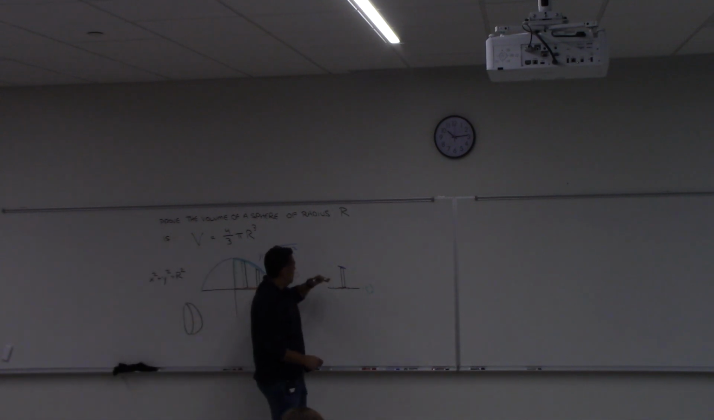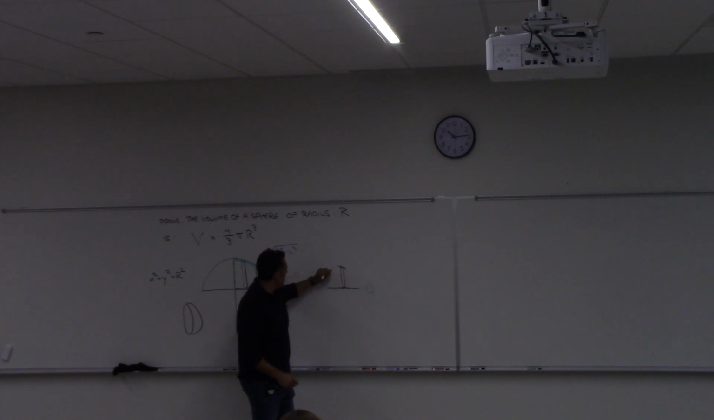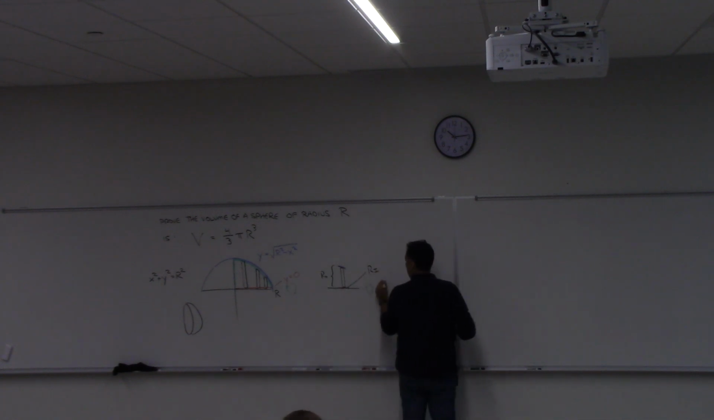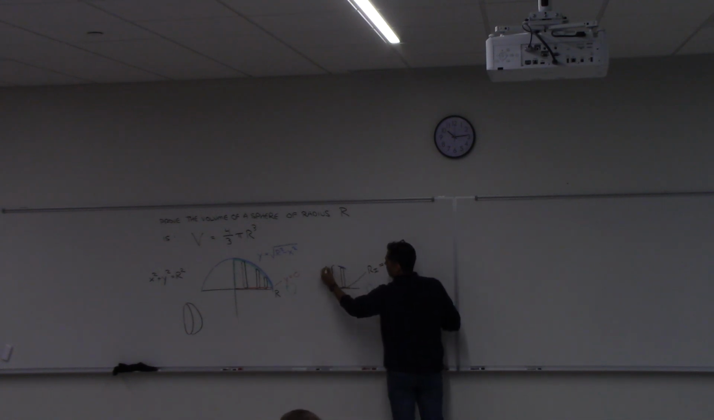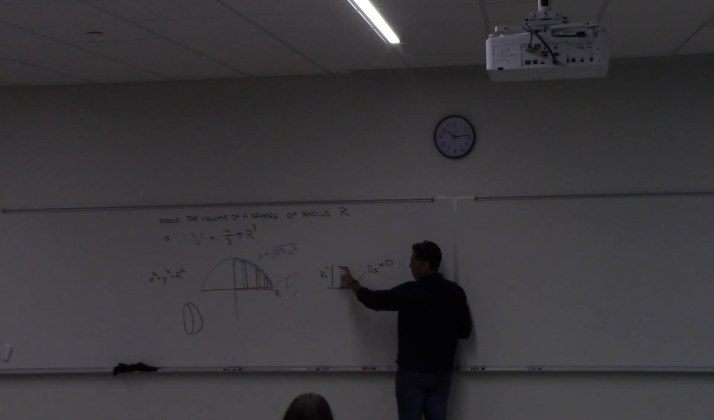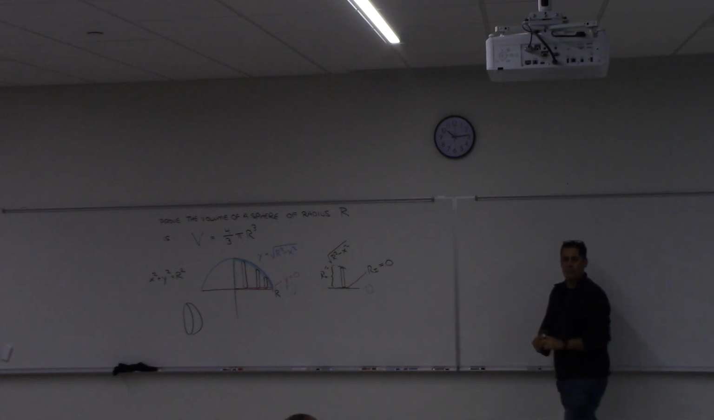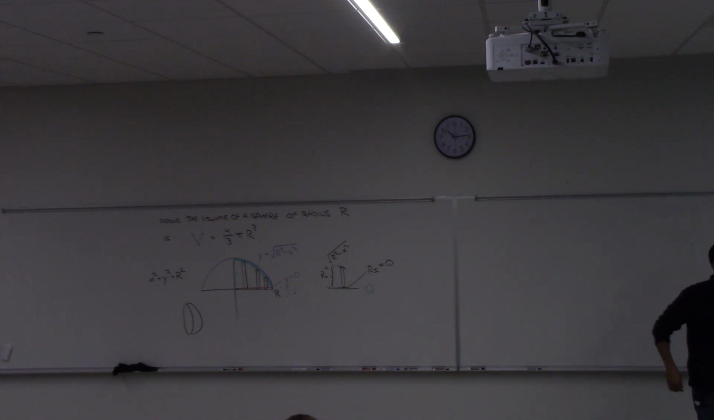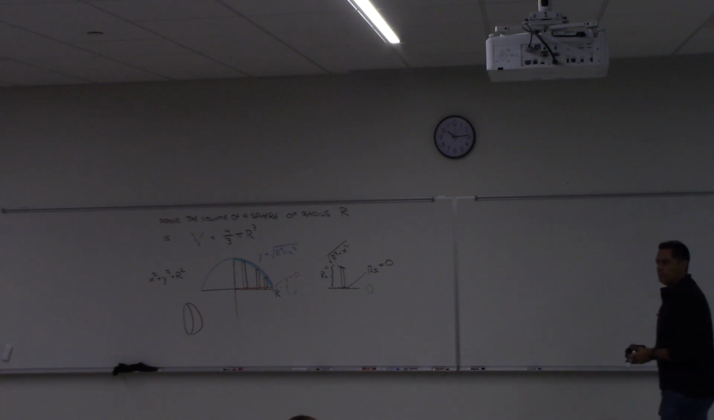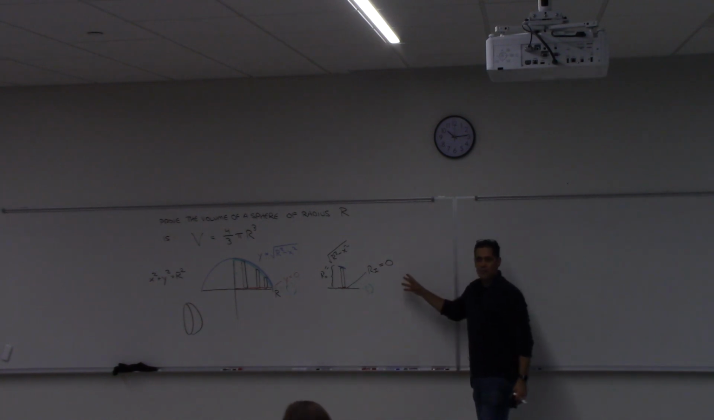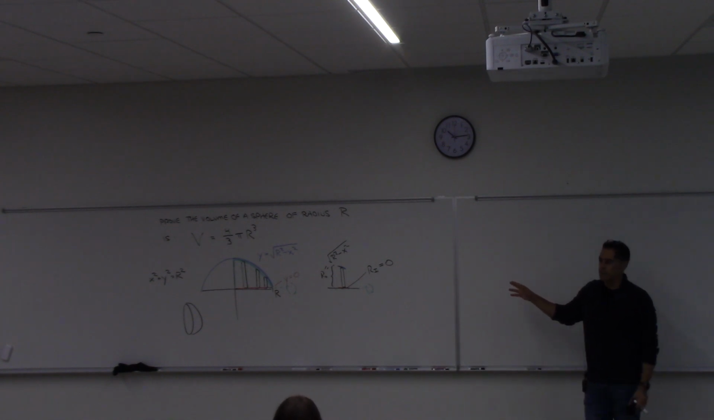R out is the distance from the axis of rotation to the outer edge. That's R out. And R in is from the axis of rotation to the inner edge. What's that going to be for us? 0. The inner radius is going to be 0. But what's R out? It's just that, isn't it? Square root of capital R squared minus x squared, right? It's just that blue curve, which is that function. Any questions? No?